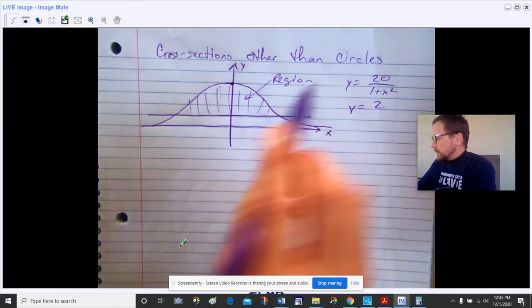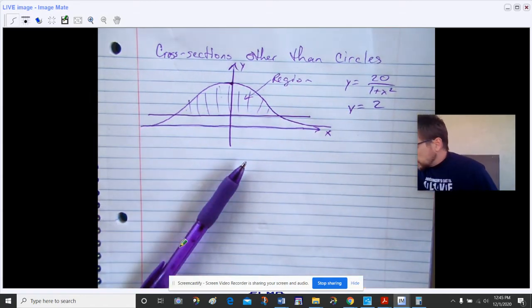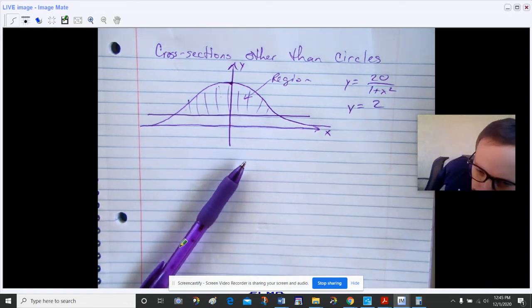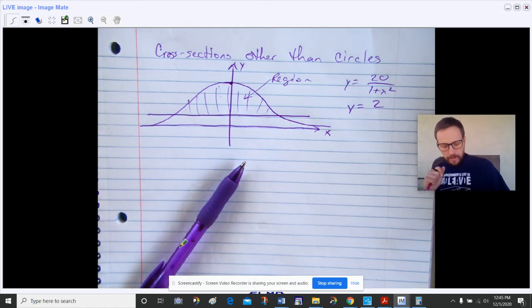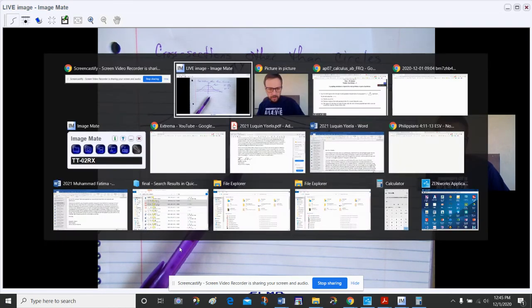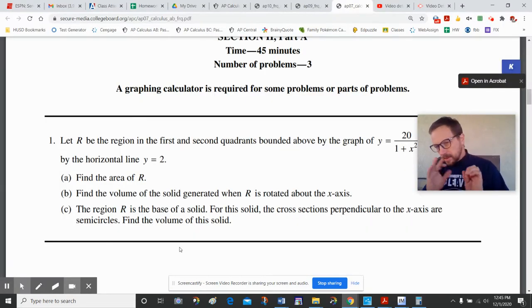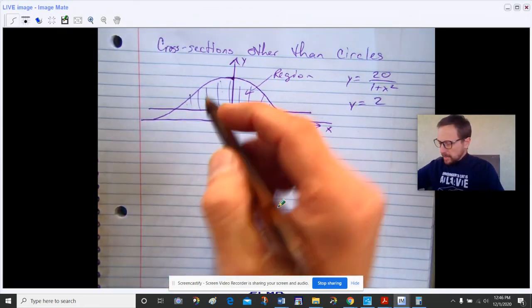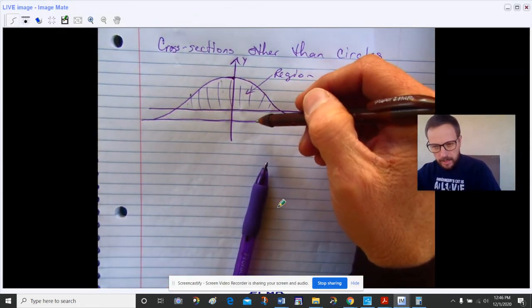Now, what we're going to do, we've got to read this very carefully, and I'm going to grab different colors so hopefully it can stand out. Read very, very carefully. It tells us everything we need to know. Some people freak out about these ones, but it's all right there, actually. So for this solid, the cross sections are perpendicular to the x-axis. So there's a solid, and we're going to slice it up perpendicular to the x-axis. All the slices are going to be perpendicular to the x-axis.